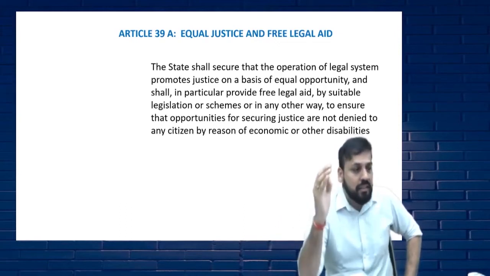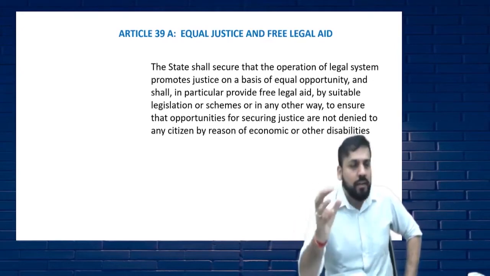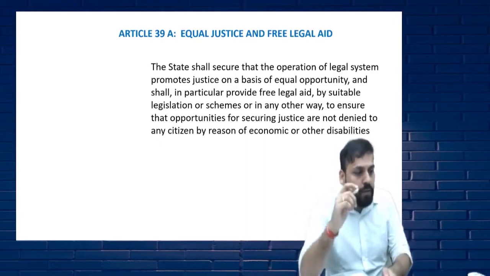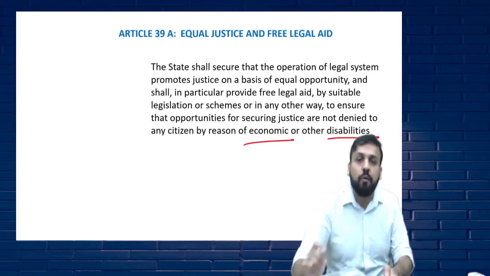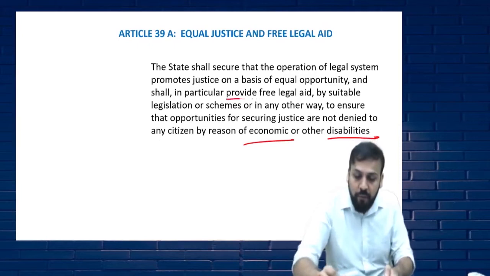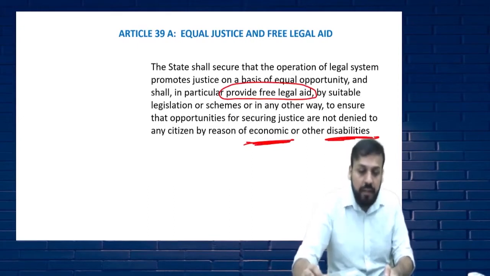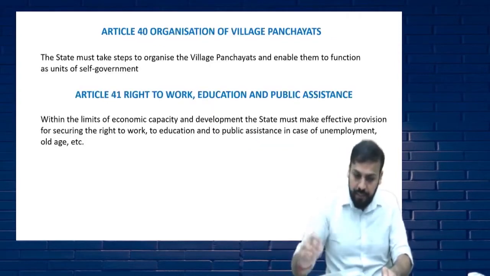To get justice, give them free legal assistance, give them an advocate, give them consultation, provide them free legal aid so that the poor, who are economically backward and disabled, get justice. Then only it will make sense. Otherwise, the poor will be exploited. Provide them free legal aid and help, because they are economically weaker and disabled. Therefore, as per Article 39A, equal justice and free legal aid need to be given. That is Article 39A.